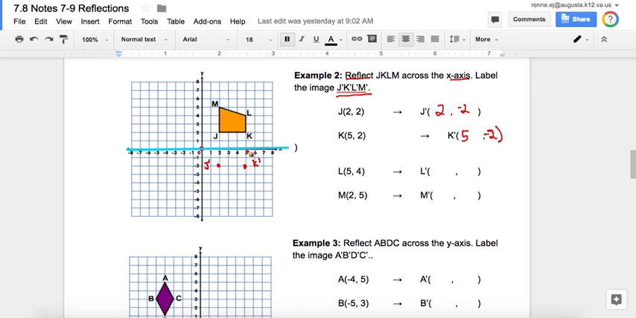I'm going to go down 4 to get to the line of reflection, and I'm going to go down 4 in this direction. And we're going to call that L prime. I'm going to come over here and write 5, -4. And then M, I'm going to go down 5 to the line and down 5 in this direction. And I'm going to call it M prime. And I'm going to come over here and write 2, -5.